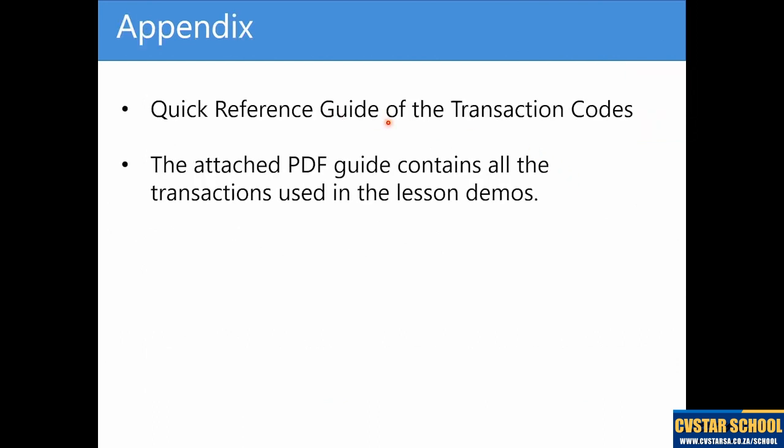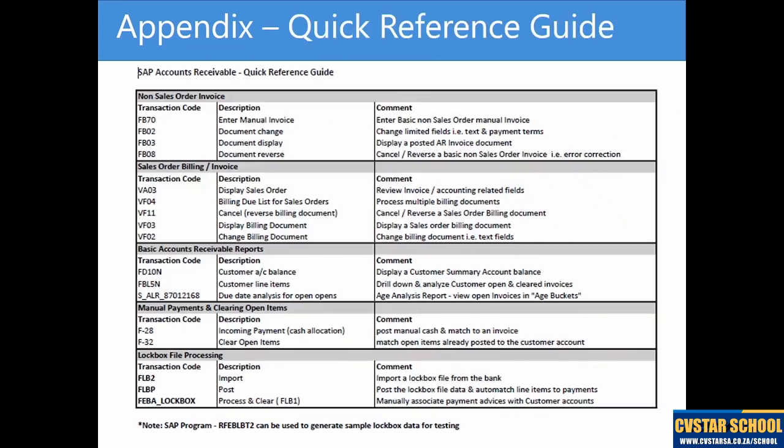So in the appendix is a quick reference guide, and it's attached as a PDF, which you'll find at the end of the lesson. And this is what the PDF looks like, just so you can go and download it. We've put the transactions in for the manual or the non-sales order invoices, the automated billing from sales orders, the reporting section, manual payments and clearing, and then the lockbox processing. And I've just added a note here that if you want to create any test lockbox sample files for yourself, there's a program here you can use with SE38 transaction code to create that.